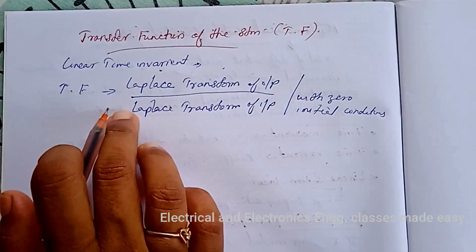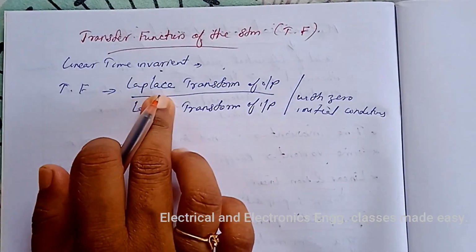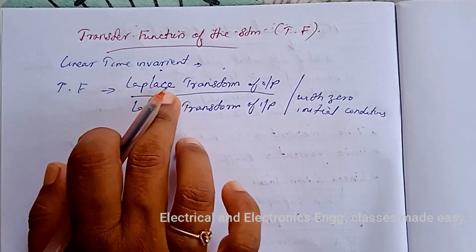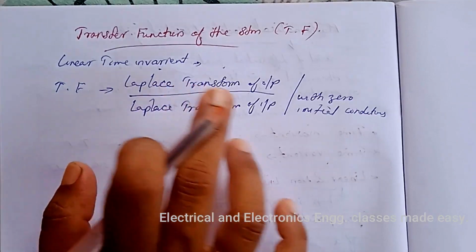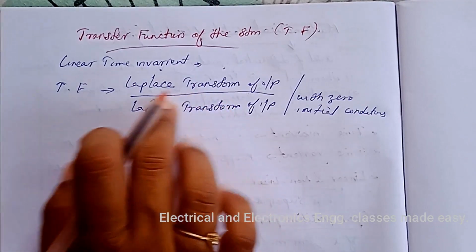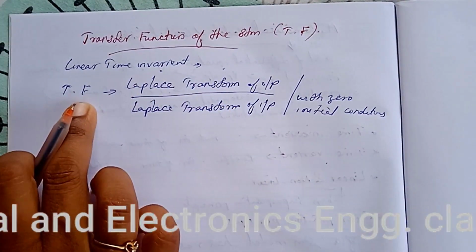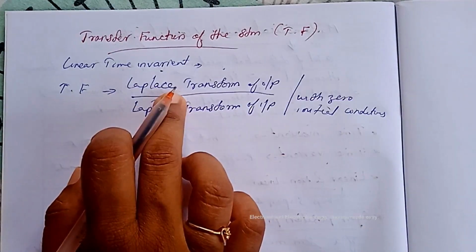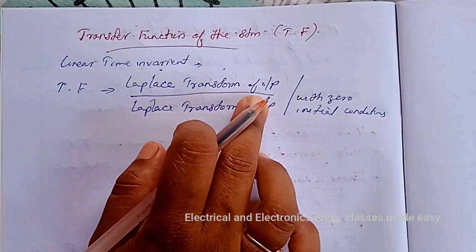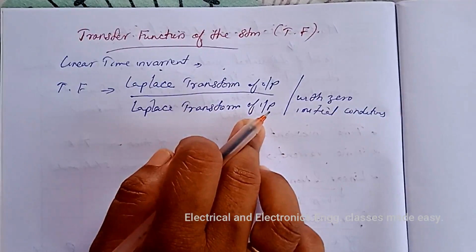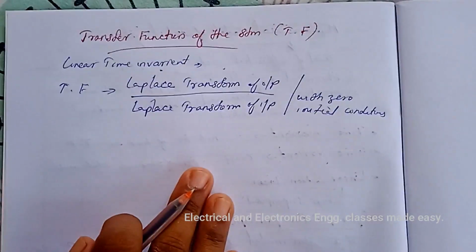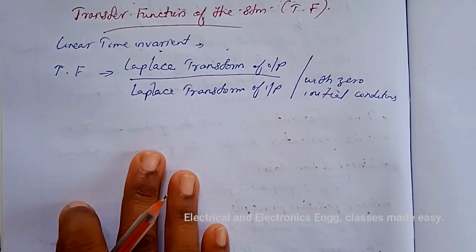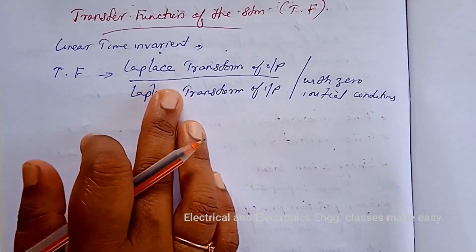So Laplace transform is obtained by converting the time domain into S domain. The transfer function is the ratio of the Laplace transform of the output to the Laplace transform of the input with zero initial conditions. So what is Laplace transform?